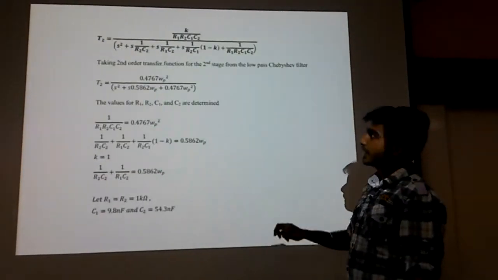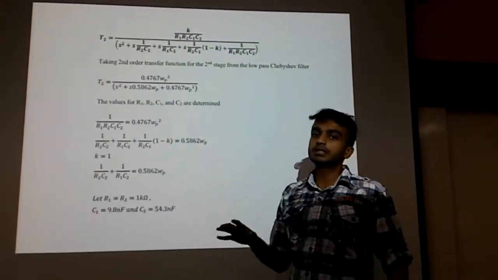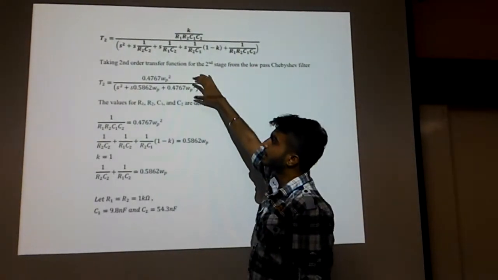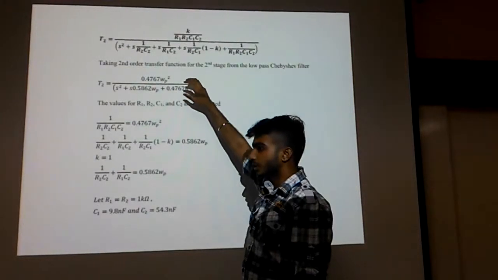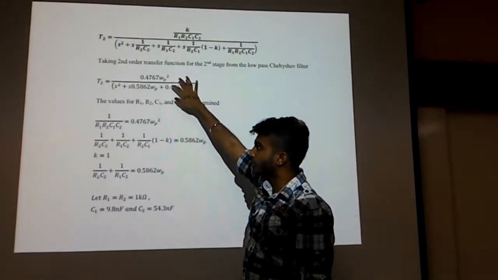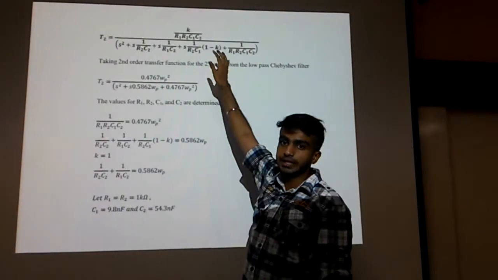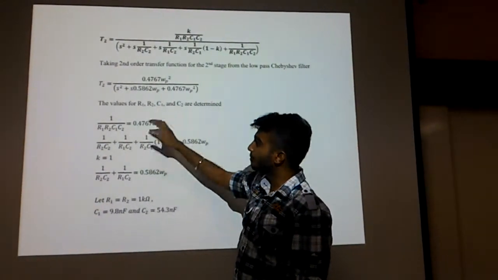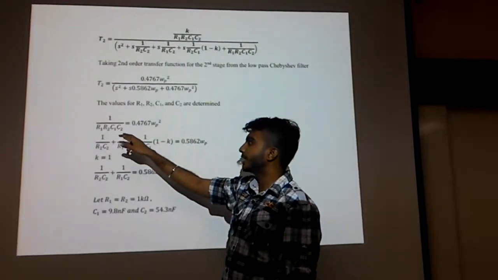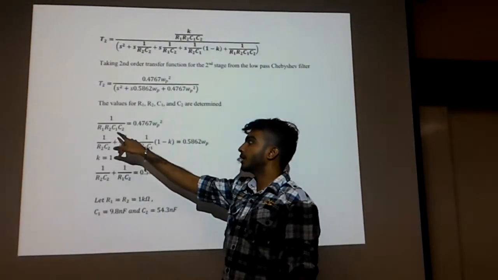Next, this is the second order. For the second order, we do the same thing again. We compare the standard second order formula with the one we obtained from the second order calculation. When we compare, the formula is quite different: 1 over R1 R2 C1 C2. Now we can see that there are two more parameters, R2 and C2.